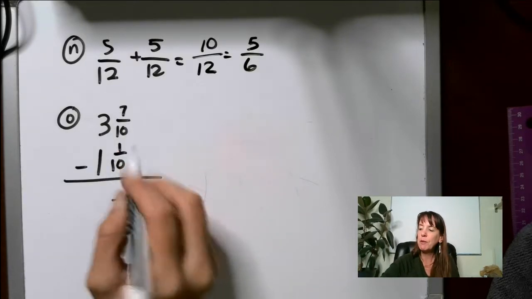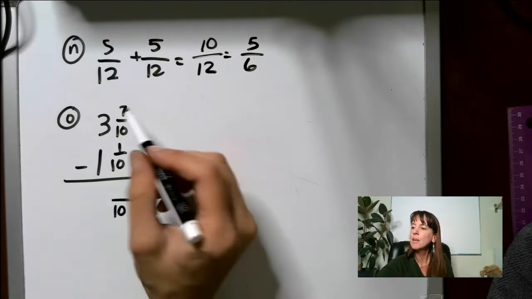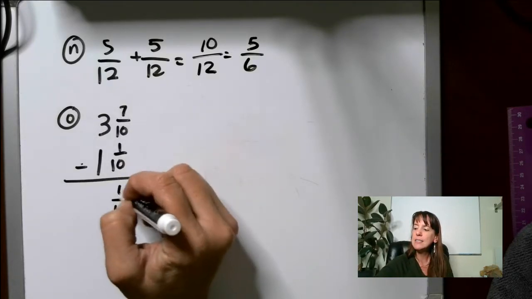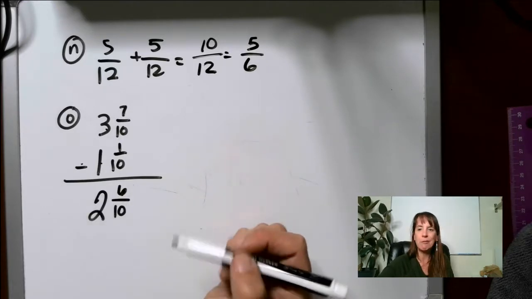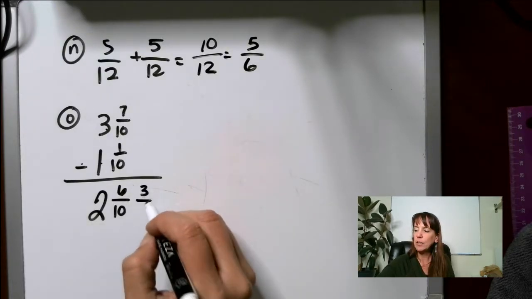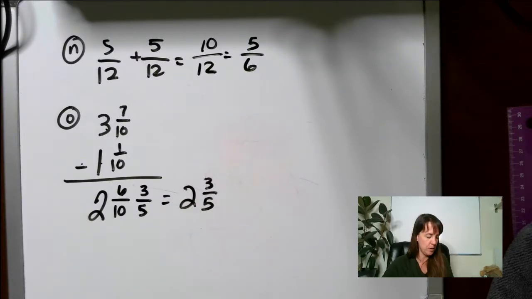I'm going to deal with just the fraction bits first, which means it's going to be a 10 because we've got that common denominator. 7 minus 1 is 6. 3 minus 1 is 2. I can cut these guys in half right here. That's going to be 3 over 5. So my answer is 2 and 3/5.